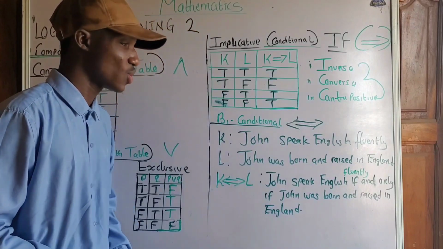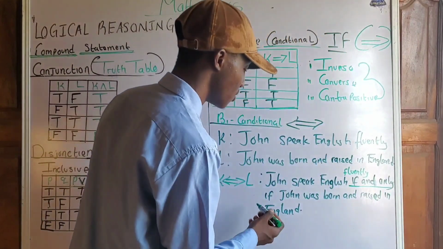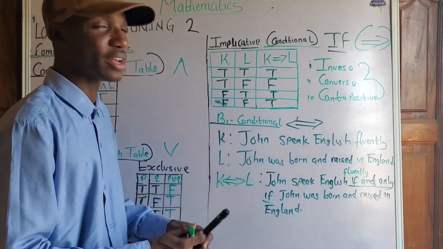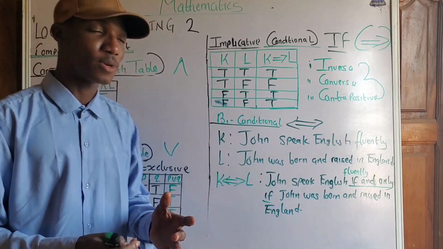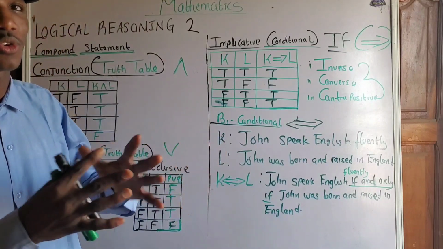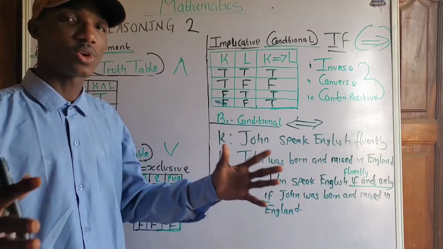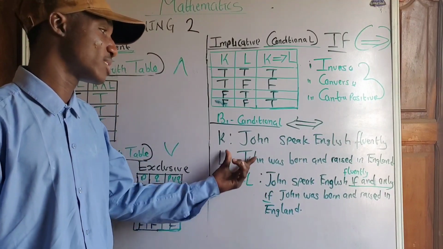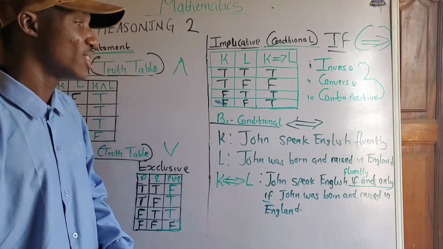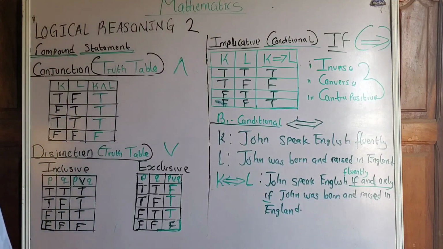Do you understand? So the "if and only if" that you see here is a bi-conditional. Are you getting it now? When we have a bi-conditional statement, we have two statements depending on each other. Both of them are dependent on each other. A typical example is what you have on the board: John speaks English fluently, John was born and raised in England.